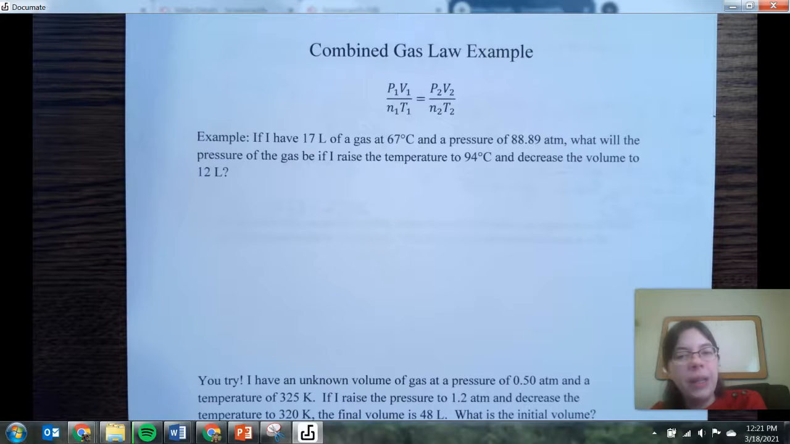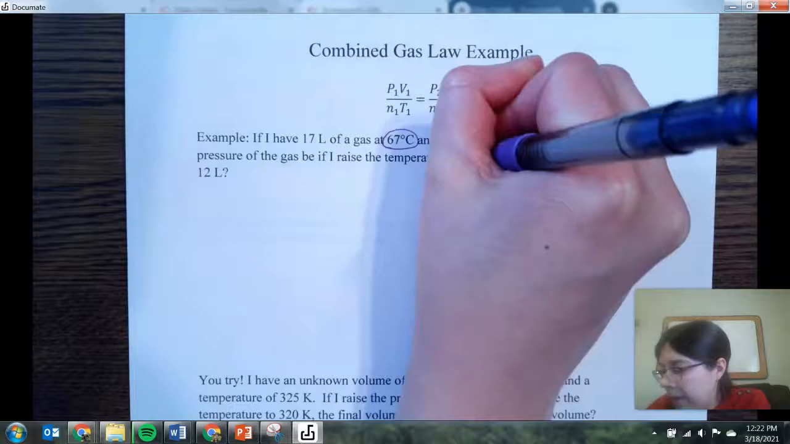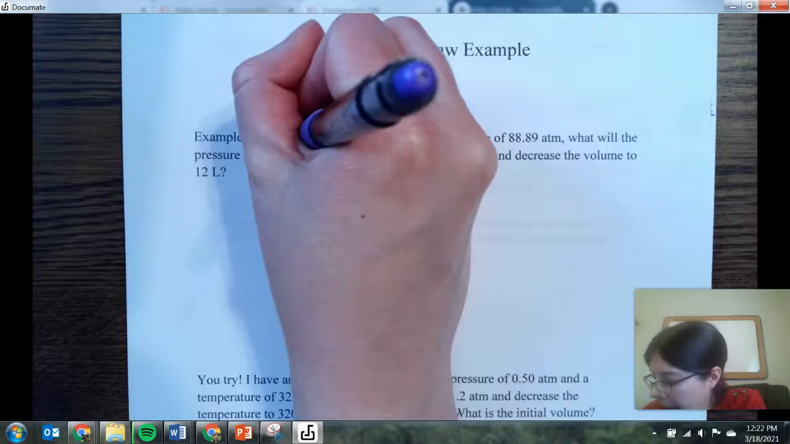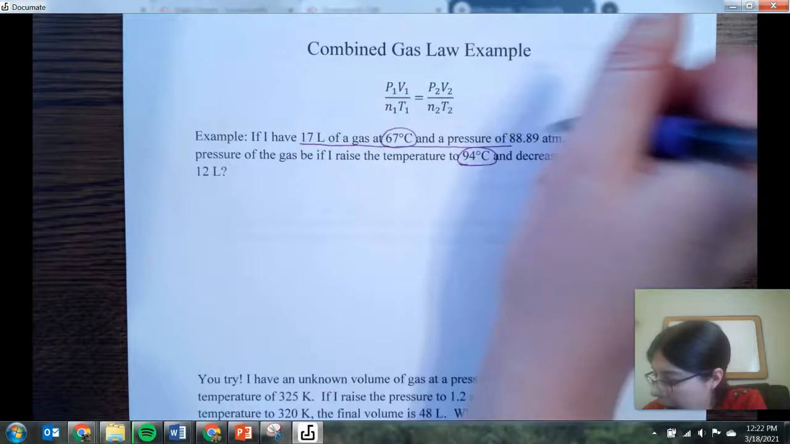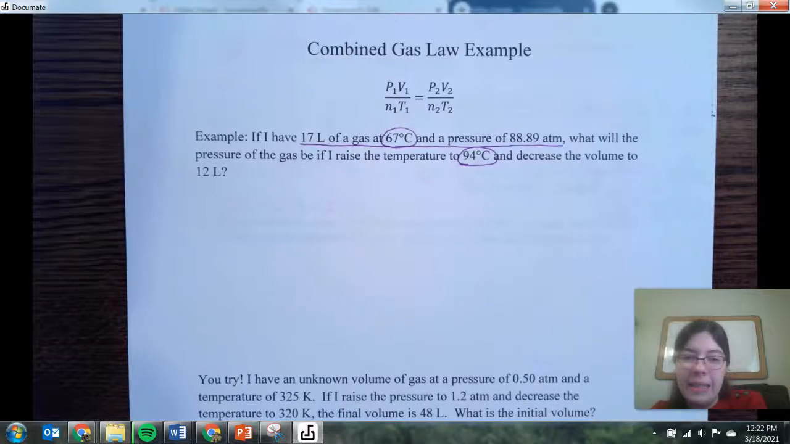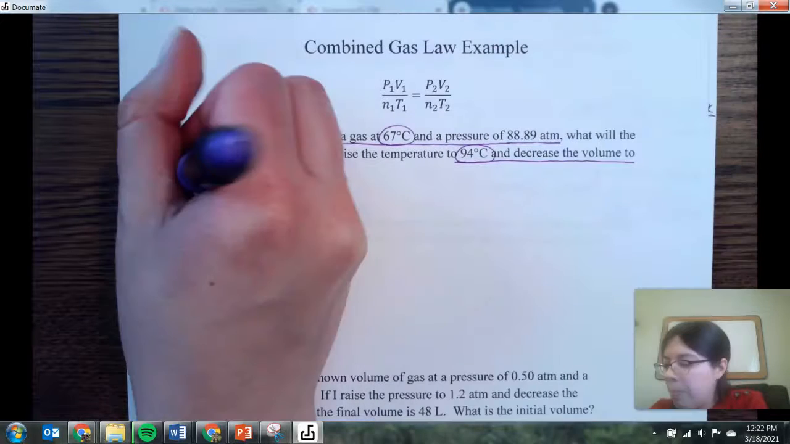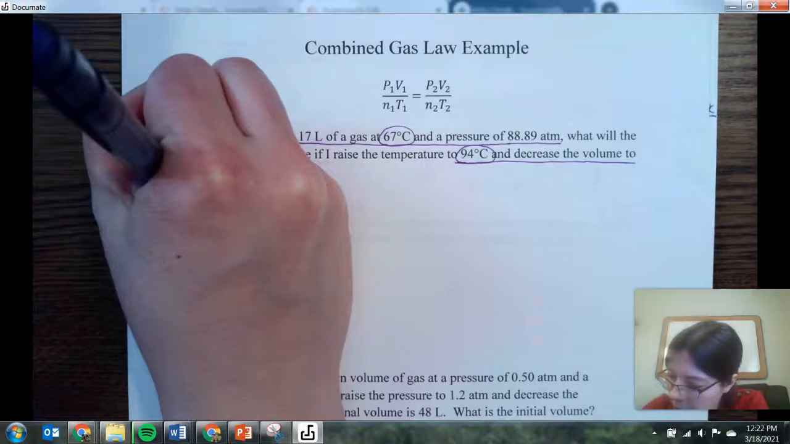Okay, so as I read this, I'm thinking about a few things. My temperature is in degrees Celsius, so I'm going to need to remember to change that to Kelvin. And I also want to think about the paired values, the ones that are grouped together. So I begin with 17 liters of a gas at 67 degrees Celsius and a pressure of 88.89 atmospheres. Those are all grouped together, so those are going to be my ones. And then for my ending, I have my new temperature. I do know my volume, but I don't know my pressure. So I'm going to go ahead and start to write down and label those values.